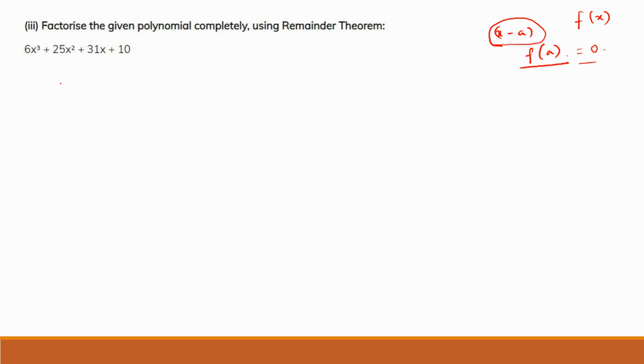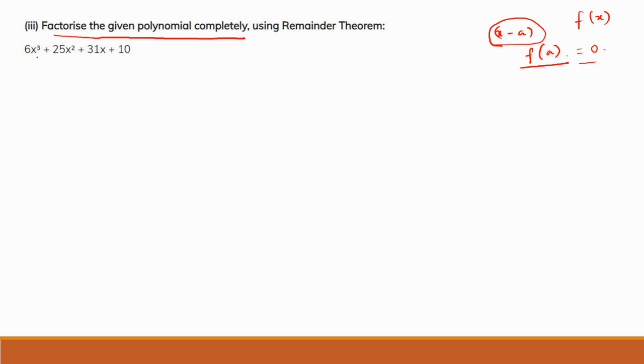Okay, so now what we have to do when we are given a problem, we have to find a value for which this expression becomes zero. Okay, it's because they have asked us to factorize the given polynomial completely, so we have to basically find one factor on our own.